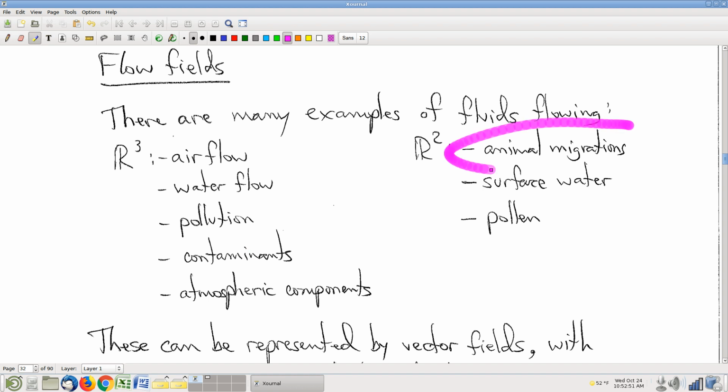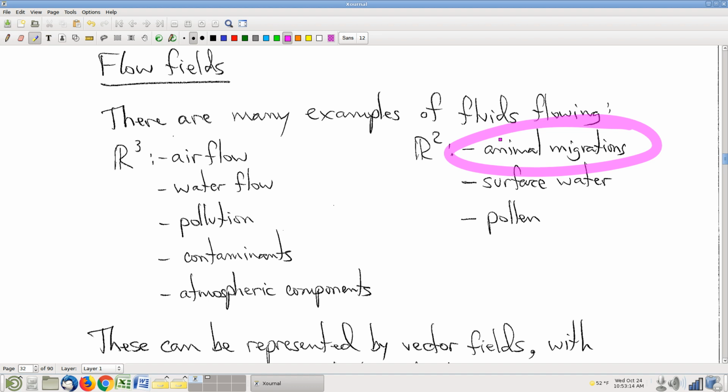There are two-dimensional examples. How do animals migrate? Well, they're mostly stuck on planet Earth. I mean, we don't need to keep track of every time they jump up. So it's the horizontal movements that we want to keep track of. So animal migrations you can think of as being a two-dimensional fluid flow represented by a vector field.